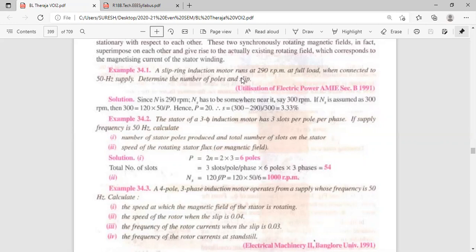Now he is asking for the slip and also the number of poles. To get the number of poles, we know the formula ns is equal to 120 f by p, where P is the number of poles. With ns as 300, calculate the P value. We get P as 20 poles in the three-phase induction motor.